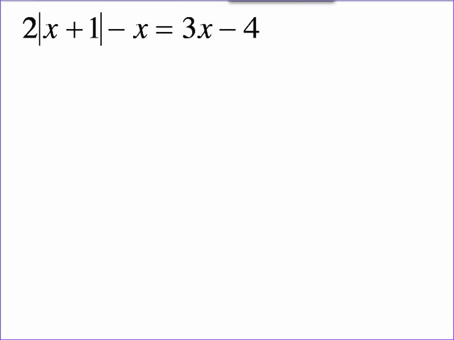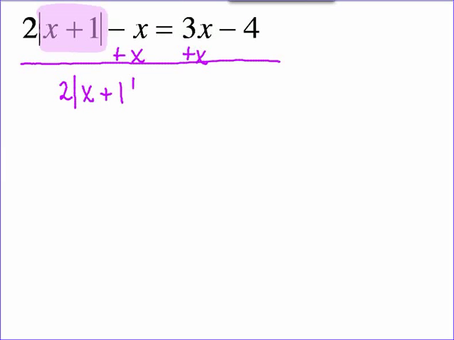So we need to get this absolute value, x plus 1, all by itself on the left side. Or it could be on the right side. I'm just going to leave it on the left though. So that means everything else I have to move. So first thing I'm going to do is add x to both sides. So that's going to leave me with 2 times the absolute value of x plus 1 equals what? 4x minus 4.